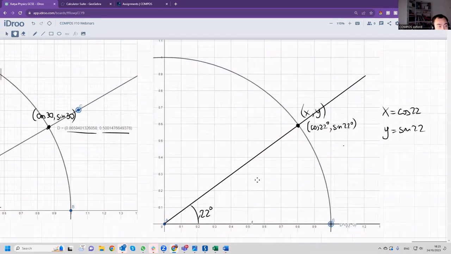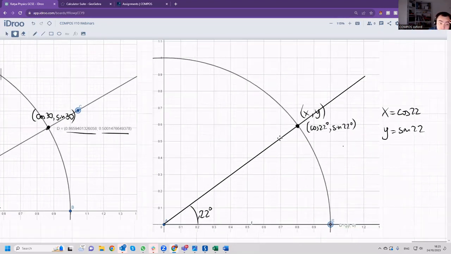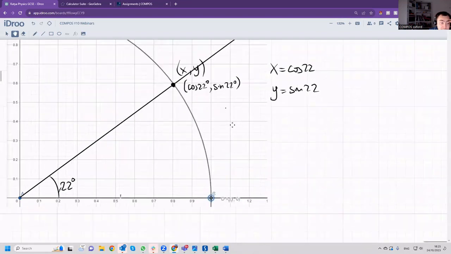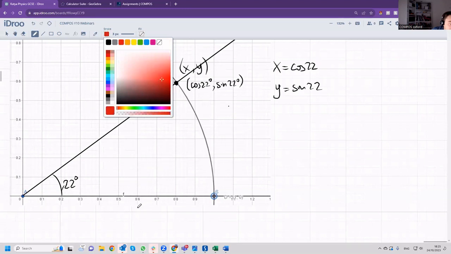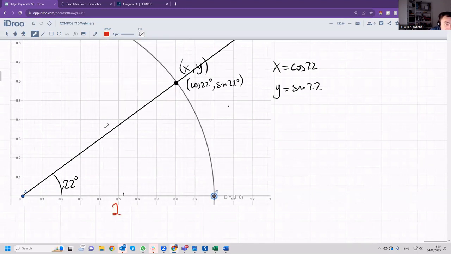So yes, for circles not of radius 1, it doesn't work. For example, if the radius was 2, this would be 2 multiplied by cos 22 and 2 multiplied by sine 22. But that just scales it up. Y over 10 would be the sine. Yes, exactly. You're right, Vishaka.